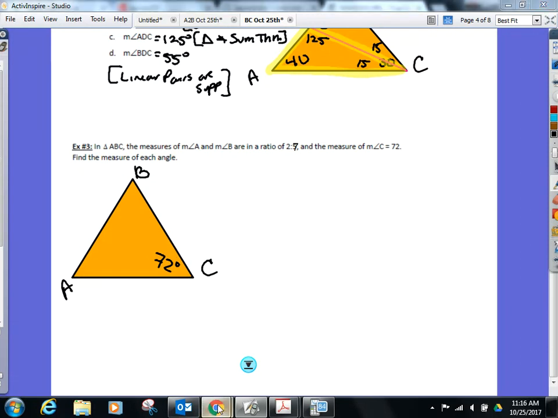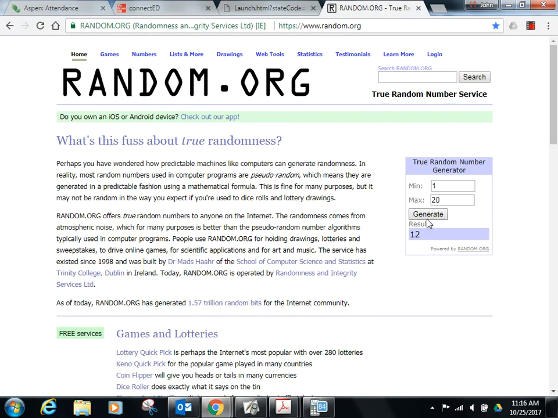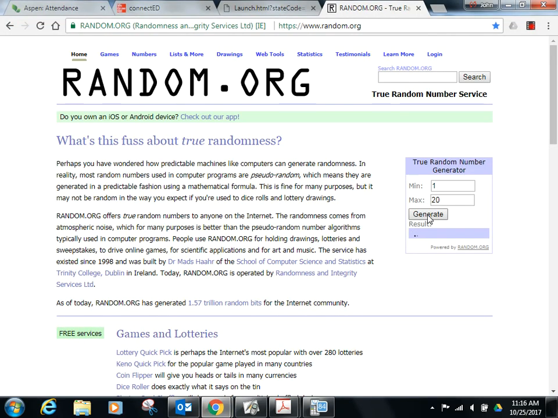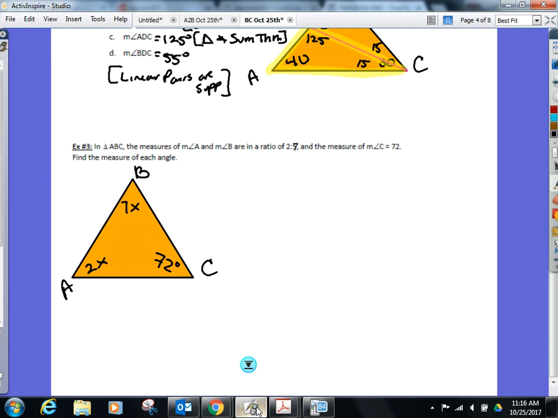What have we been doing with numbers in a ratio this year? Putting what with them? Put x's with them. So angle A is not going to be 2. That doesn't make any sense. 2 degrees, it's going to be 2x. And angle B won't be 7 degrees. It'll be 7x. And now what can I do with all three of those?